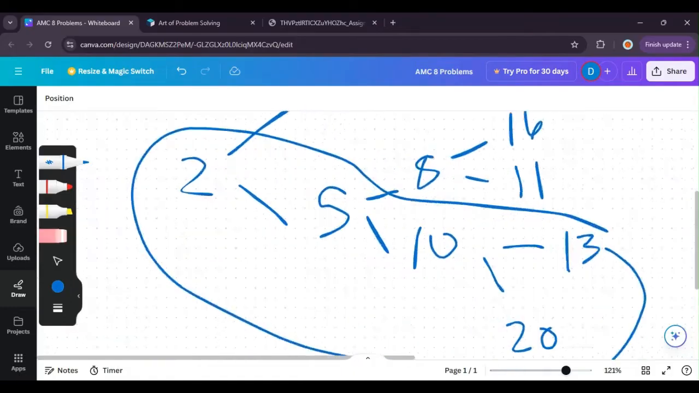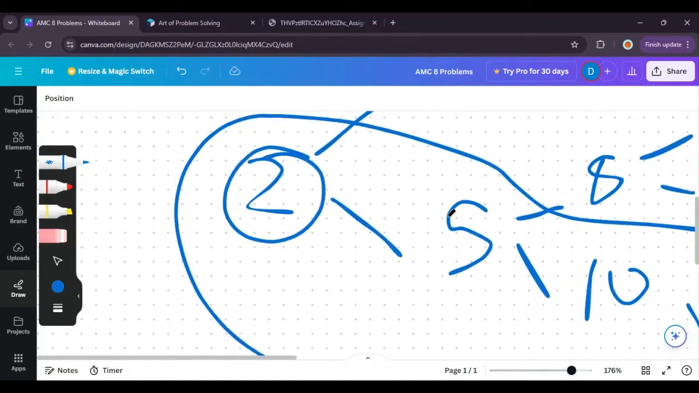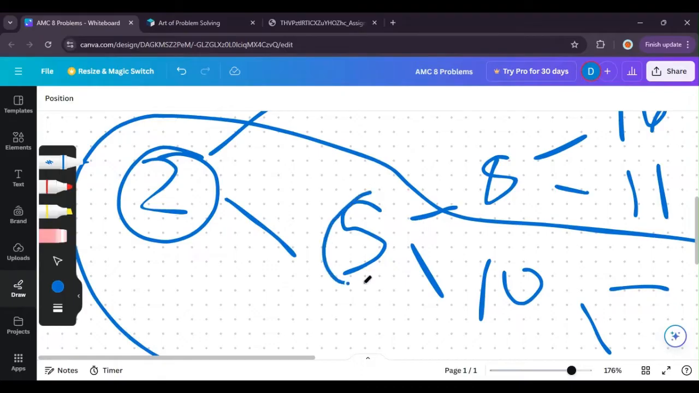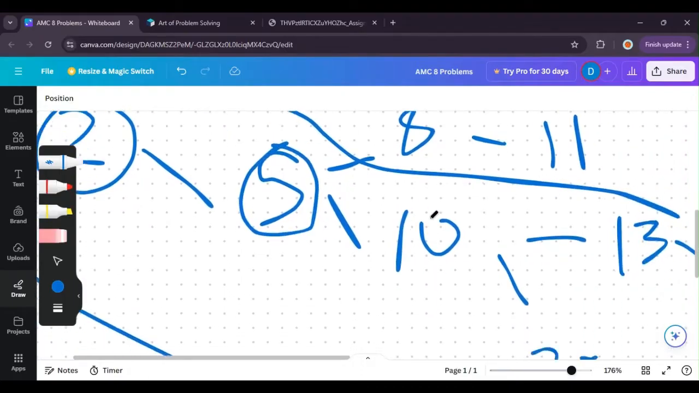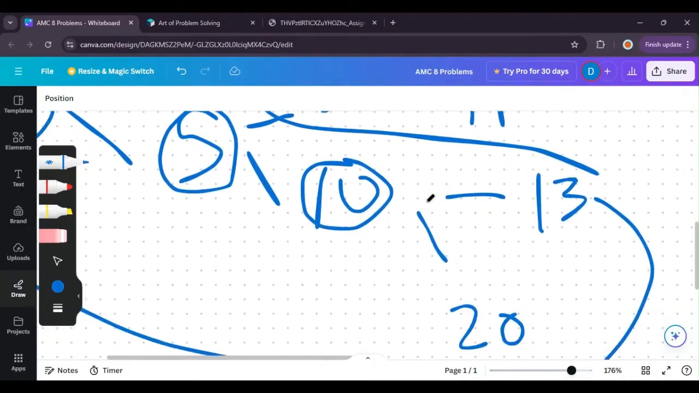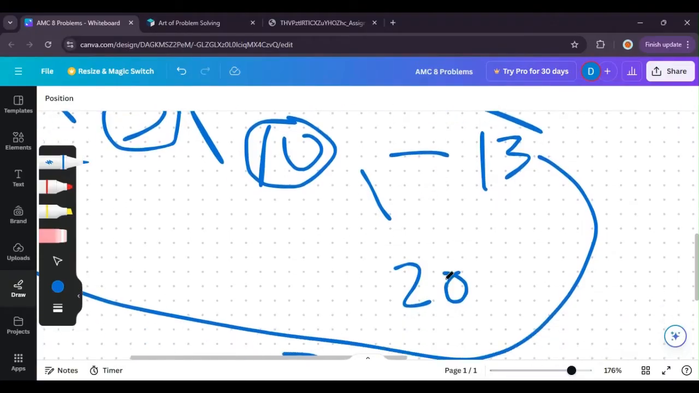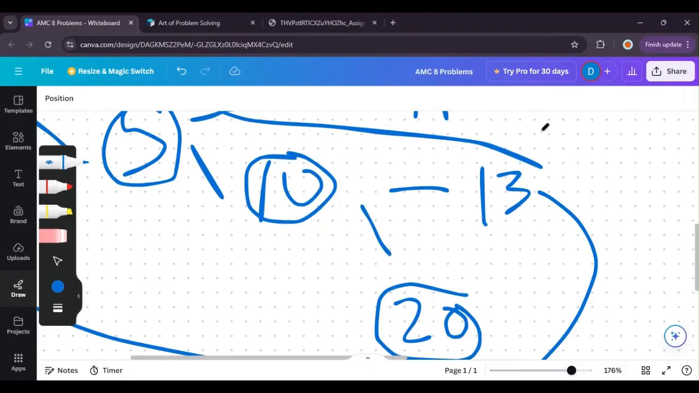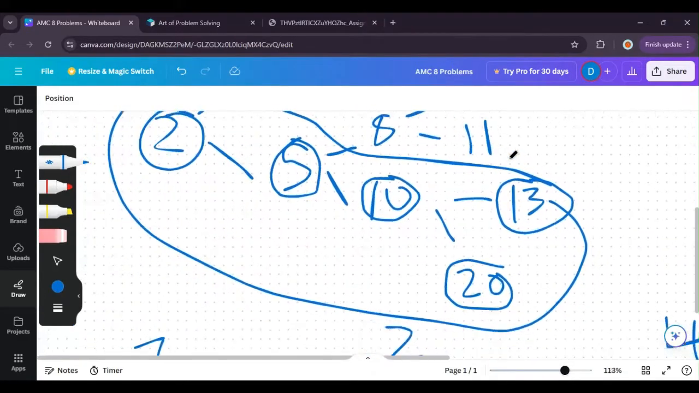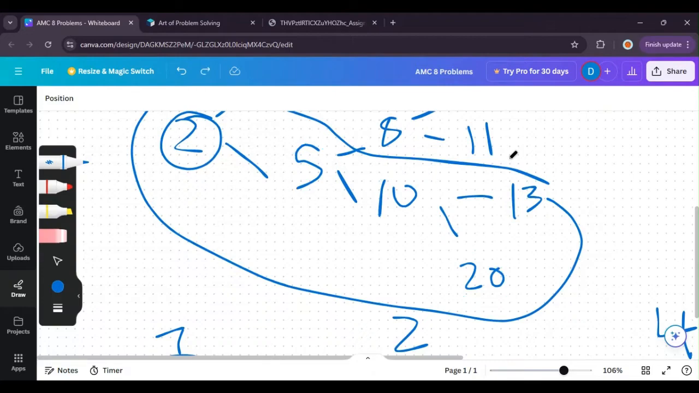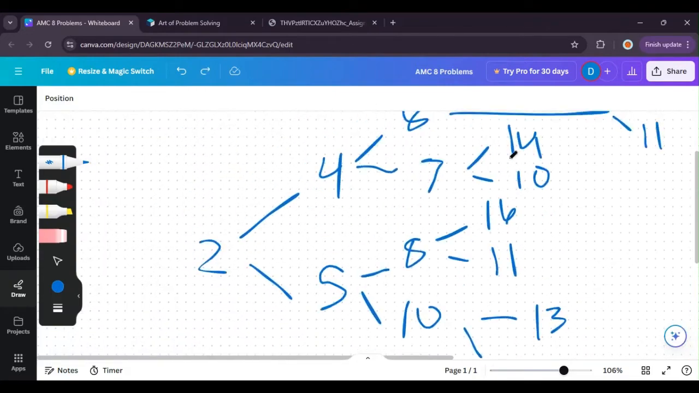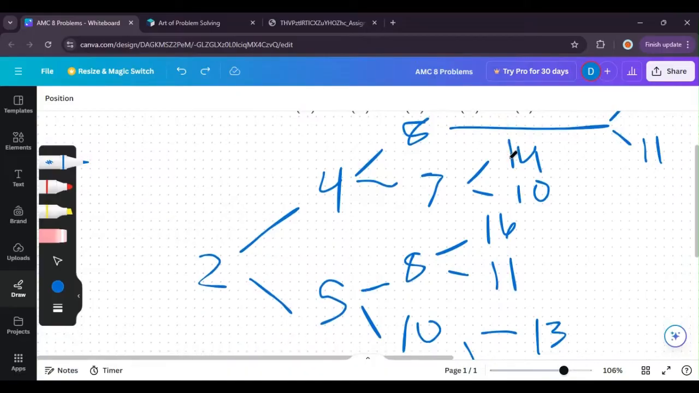Okay, so he starts with $2, he gains $3, and he chooses to double his money after he gains that $3 on the next day. Now he has two options. He can either choose to double his money again, or he can choose to gain $3. So these are all the possible outcomes that he can choose after 3 days.